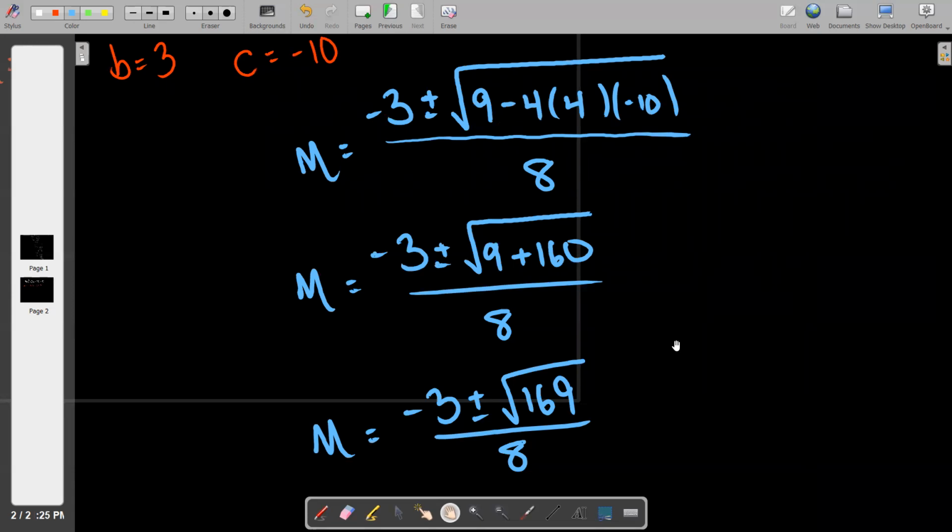Not all of you are. Some of you are going to be like, I actually did like that, but this tends to be a real sore spot when we do quadratics. So I'm warning you, watch out. How do we break down a square root of 169?